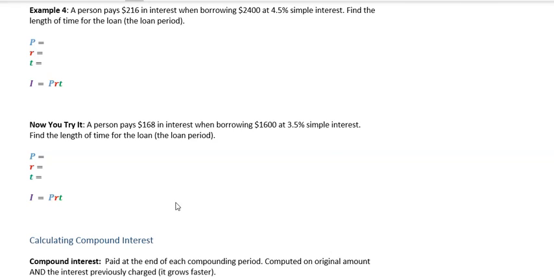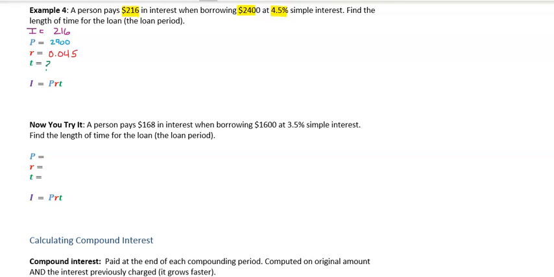Okay, in this problem we are looking at a little bit different situation. We are given the amount of interest made and the amount borrowed and the interest rate. And then we're supposed to find the length of time. Okay, so in this case I'm going to add one more thing here. So the interest is $216. The principal was $2,400. So they borrowed $2,400, so that's the principal, $2,400, and the rate is 0.045. Okay, so 0.045. All right, and the time is the question mark.